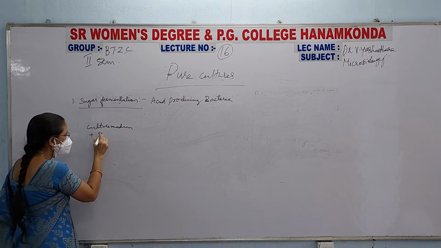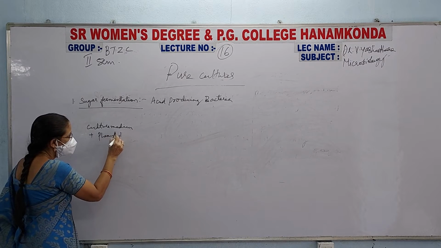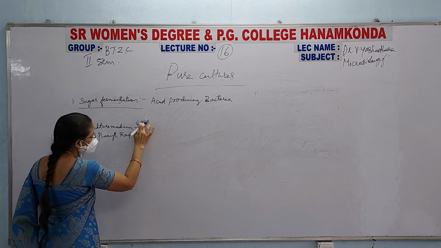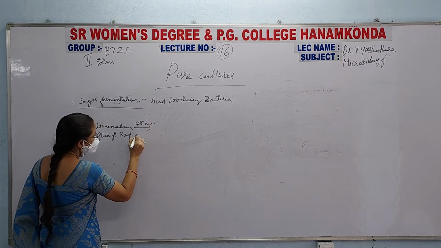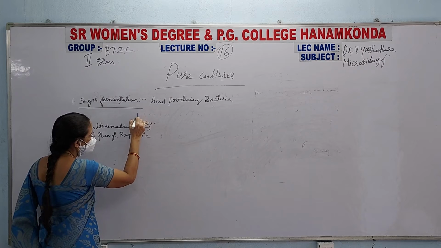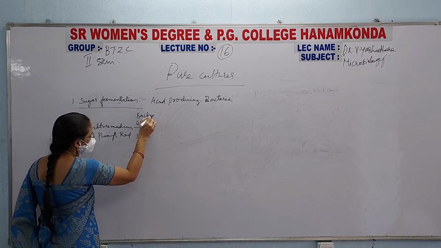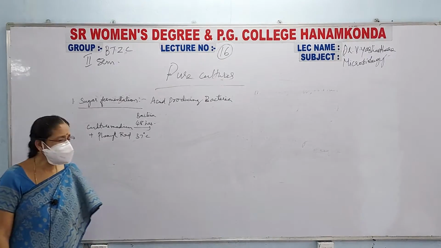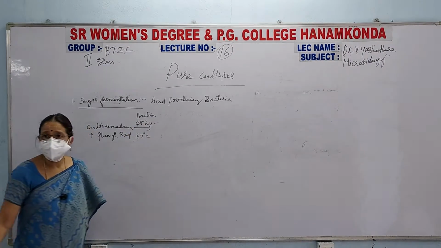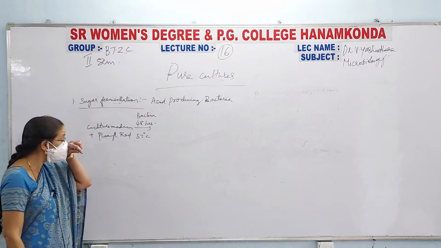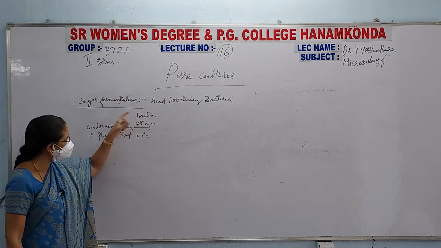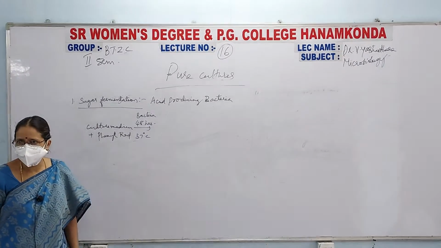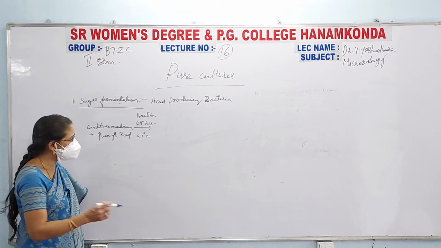plus add phenol red. Leave it for 48 hours at 37 degrees centigrade. Take the culture medium, add 1 or 2 drops of phenol red indicator, then add your fresh bacterial culture that was grown 24 hours back, and incubate this bacterial culture for 48 hours at 37 degrees centigrade.